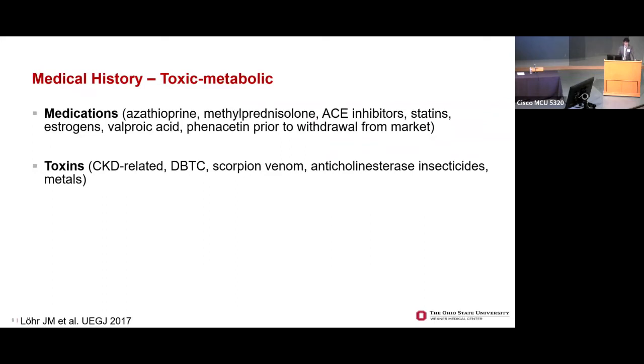And the majority of toxins are actually chronic kidney disease related, and this is thought to be related to the kidney's inability to clear pancreatic toxins and also cause electrolyte imbalances such as hypercalcemia, which can cause chronic pancreatitis. And then DBTC is dibutylene dichloride, which is a common kind of household chemical. And this is what we actually use in mouse models to induce chronic pancreatitis.